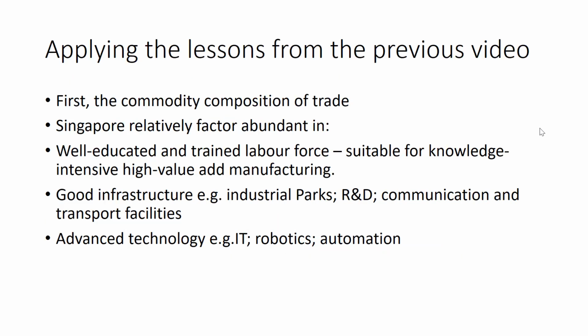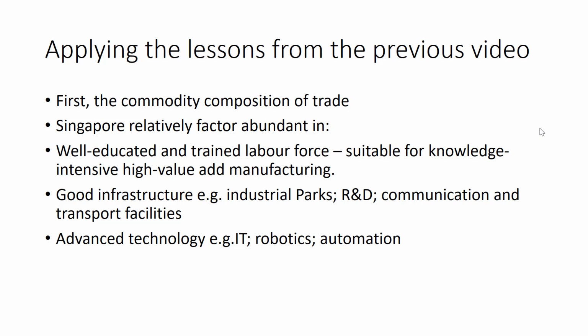Applying the lessons from the previous video, when it comes to commodity composition of trade, you will talk about comparative advantage. So how do we link factor endowment to comparative advantage? To remind you of what we learned in the last video, ask yourself this question. Which factor of production will you classify Singapore as being relatively factor abundant in? After a while, you will conclude that Singapore, we are pretty proud of our well-educated and trained workforce. So this means that we are likely to be relatively abundant in skilled labor.